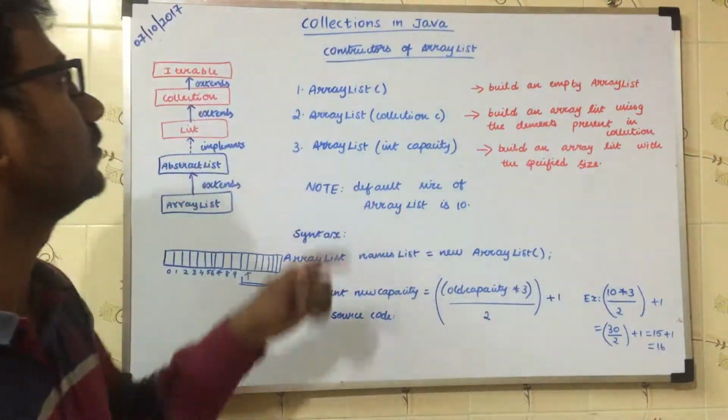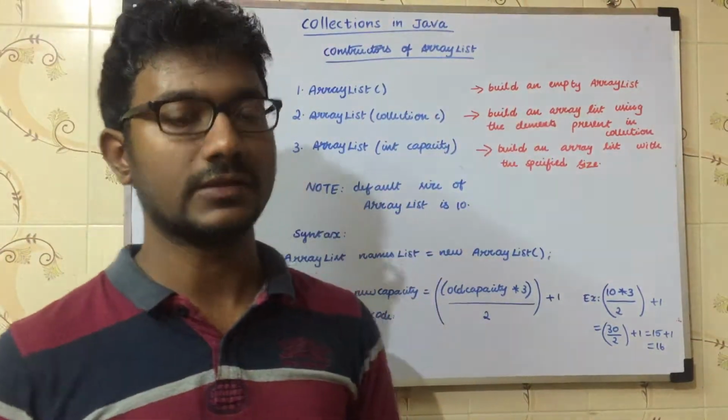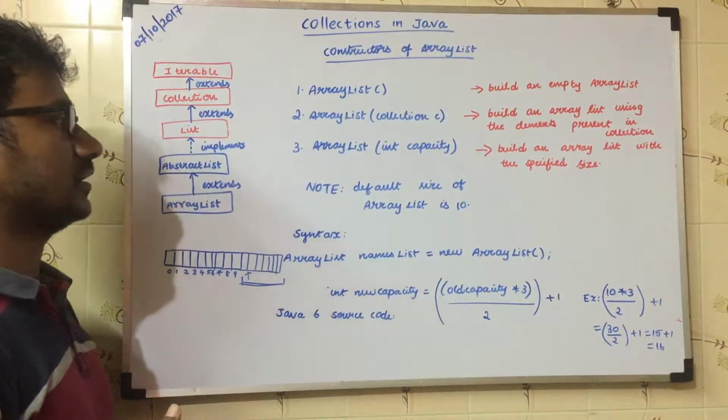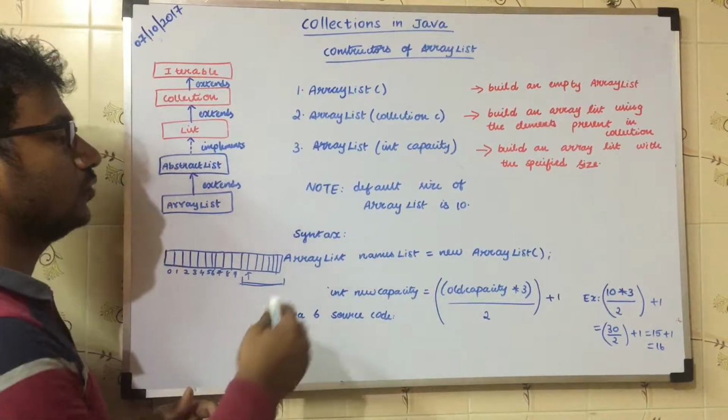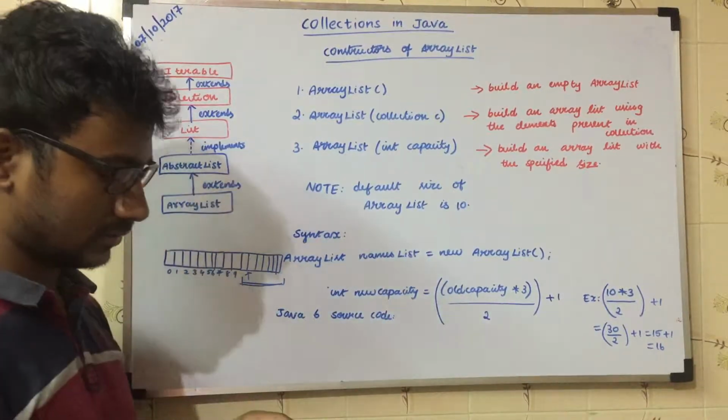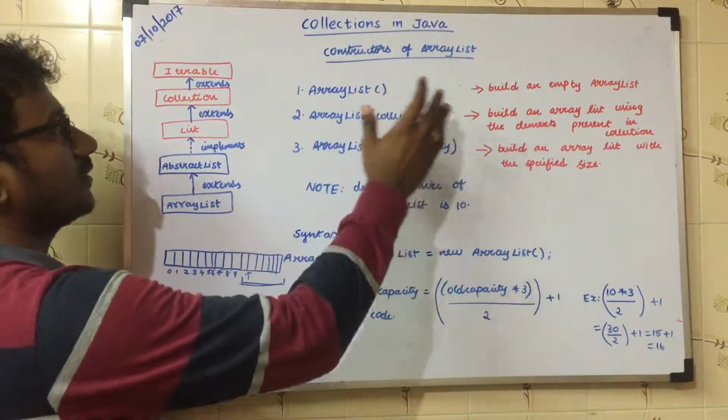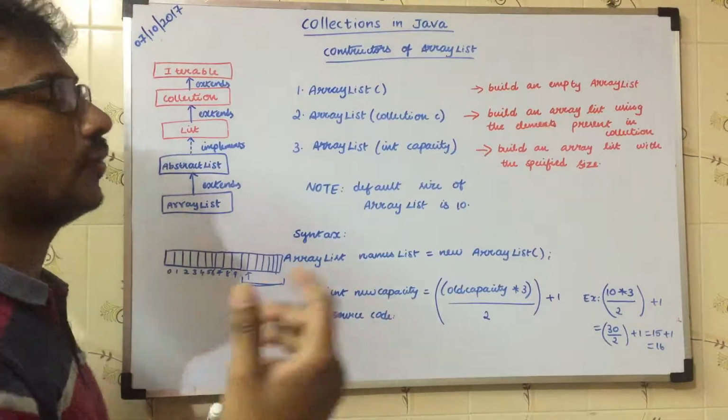Now we are going to see about the constructors that are present in ArrayList. So basically you know about the constructor and the uses of a constructor. If you need to create an object, you could use the constructor to create an object. So ArrayList provides three different ways to create an object.